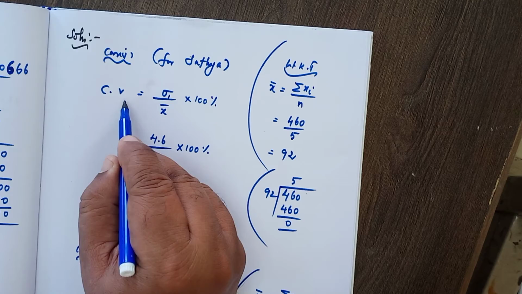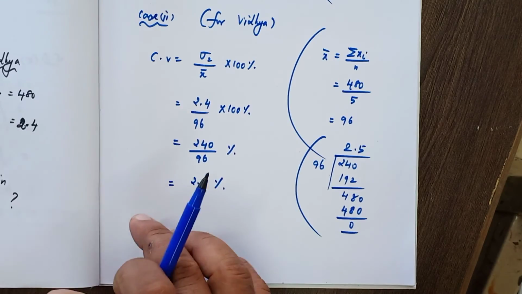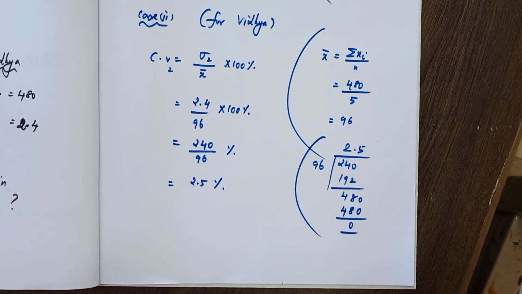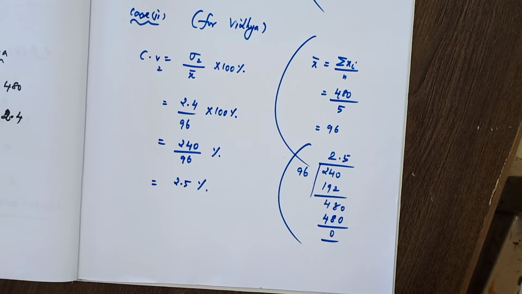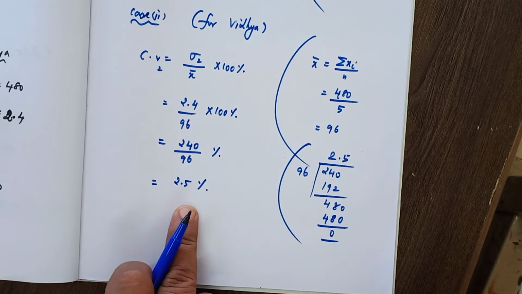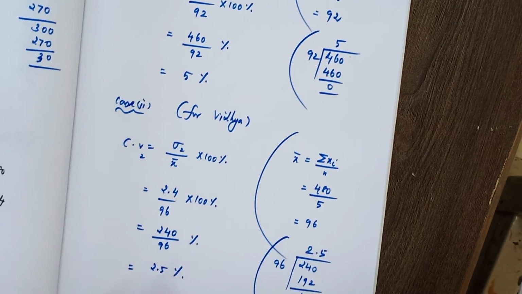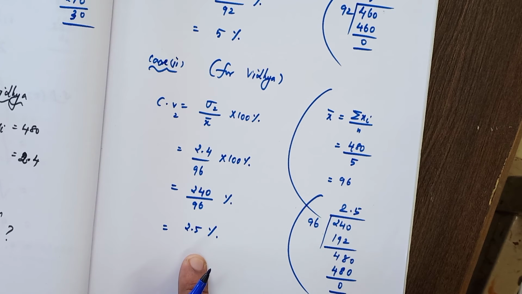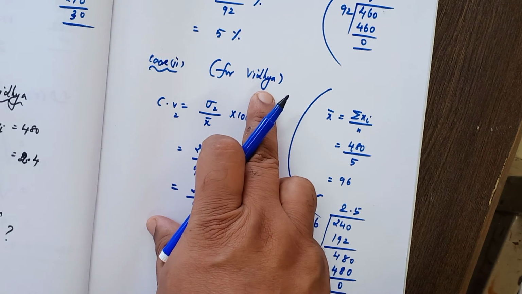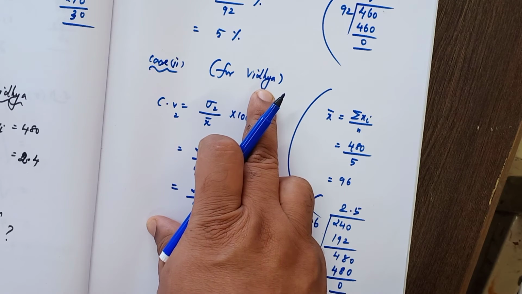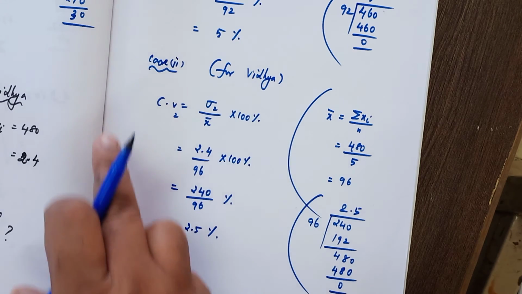Here I consider CV1 as coefficient of variation 1, and here coefficient of variation 2. Which one is less coefficient of variation? CV2 only. This is 2.5, here 5. So CV2 is less than CV1. That means whoever has the lower coefficient of variation will be the more consistent performer. Who is the more consistent performer? Vidya is more consistent than Satya.